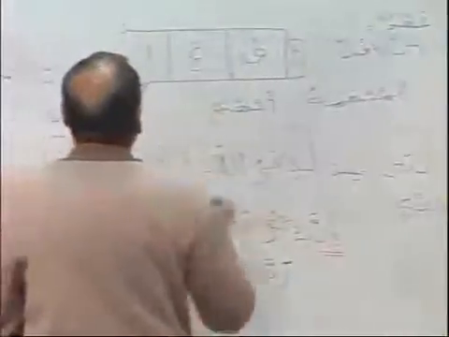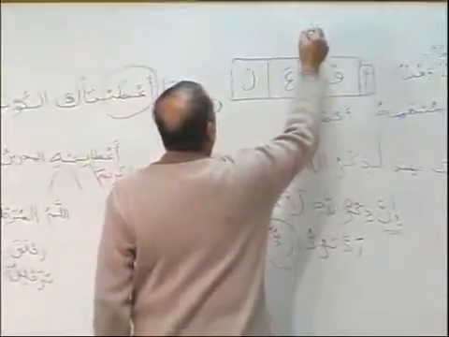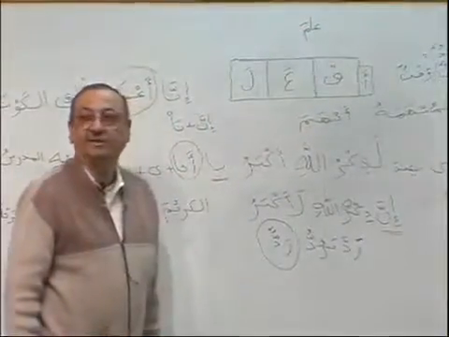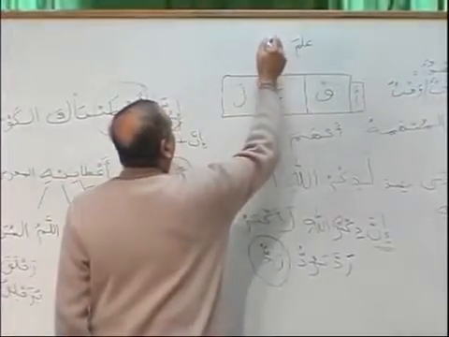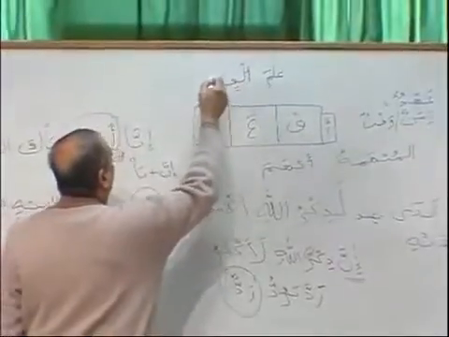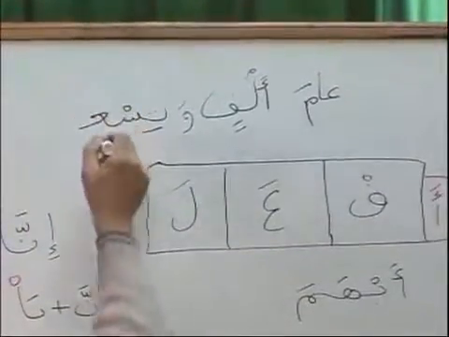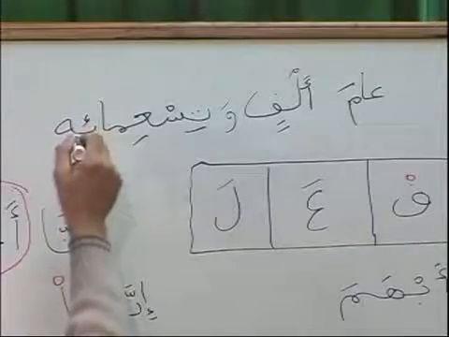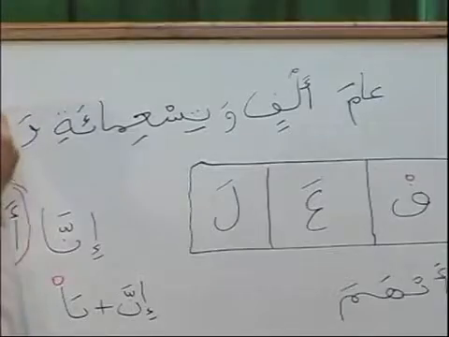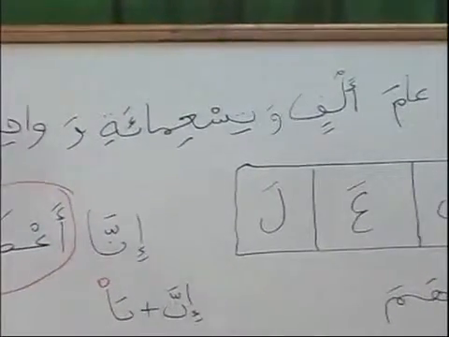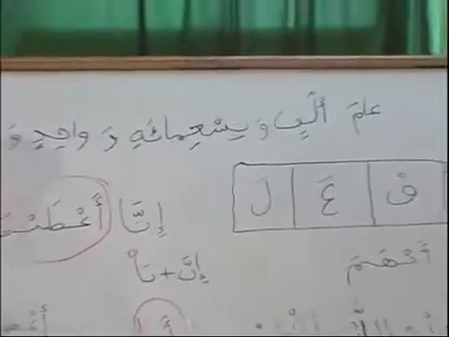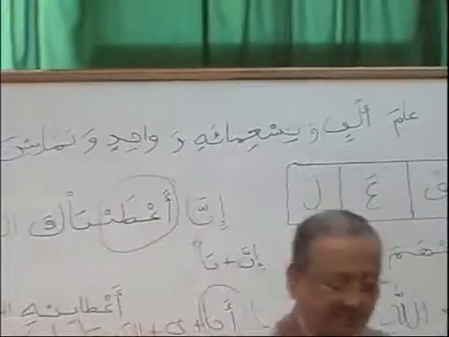Aslamtu ama, brothers and sisters, alfin wa mi'atin wa wahidin wa thamanina. You want to write down? Write down, brother. Aslamtu ama. See, with single fatha, so it is mudaf. What is mudaf ilayhi? Alfin wa mi'atin wa wahidin wa thamanina. Got the idea, brothers and sisters?